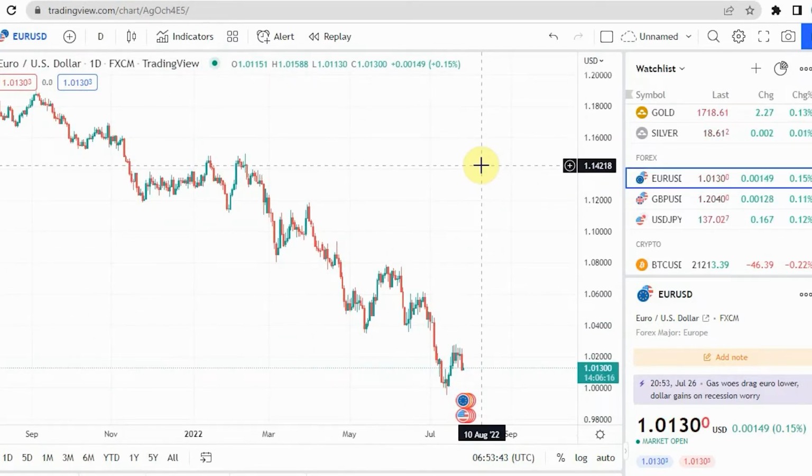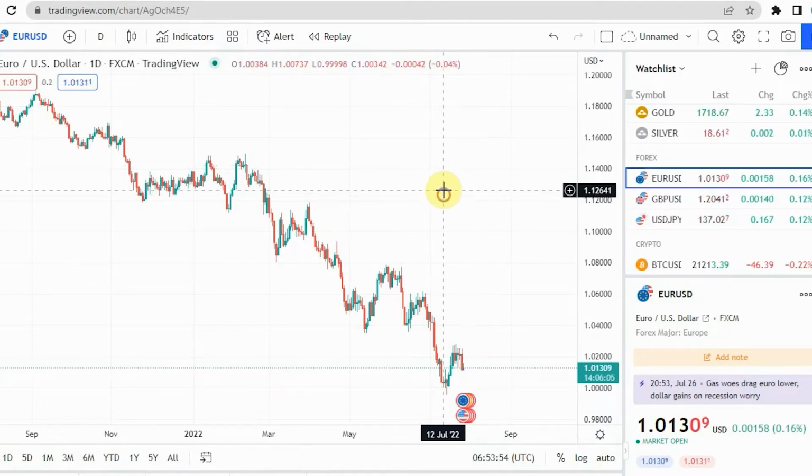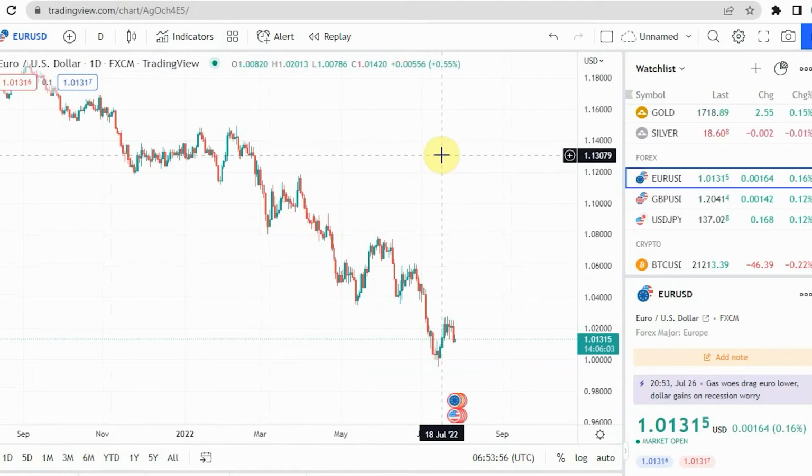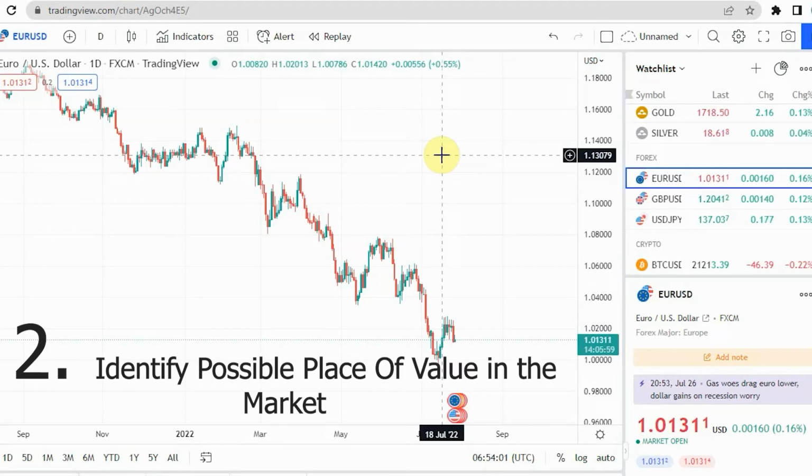If you're a swing trader taking entries on the daily, you would want to identify your trend from the weekly or the monthly, just a higher time frame above you. So I've clearly identified my trend. That's the first step. Secondly, you identify possible areas of value in the market.